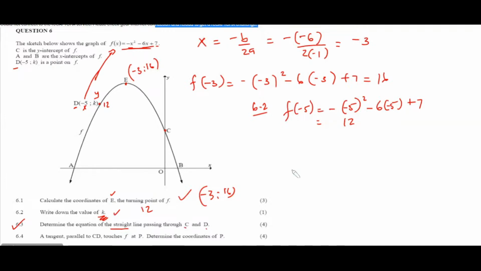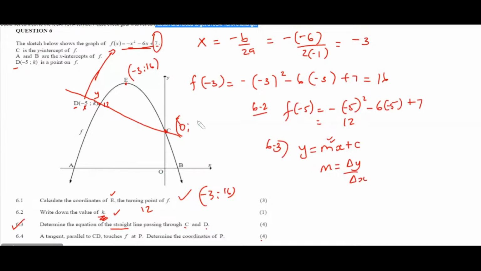So if we're talking about CD, if we have a line that is drawn just passing through there, we know that the general equation of a straight line is given as y is equal to mx plus c. All we need is just the gradient, and the gradient is given as the change in y over the change in x. What are the coordinates of c? We know that c is the y-intercept, so x is 0. When you replace x with a 0, we shall be left with that 7.